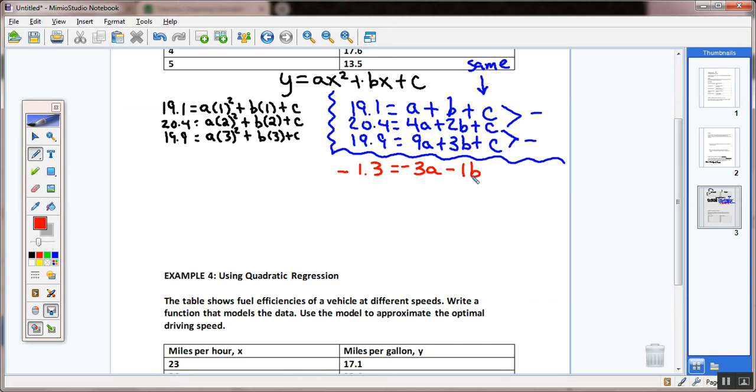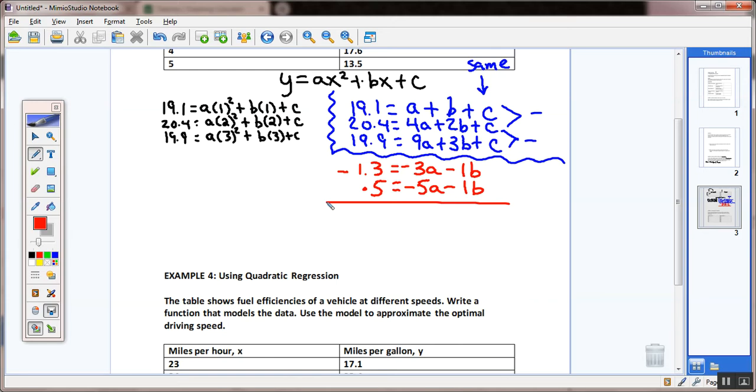20.4 minus 19.9 is 0.5. How about 4a minus the 9a, kids? Negative 5a. 2b minus 3b. Oh, minus 1b. Well, would you looky there? We've gone from 3 equations with 3 unknowns down to 2 equations, 2 unknowns, by taking row 1 minus row 2 and row 2 minus row 3.